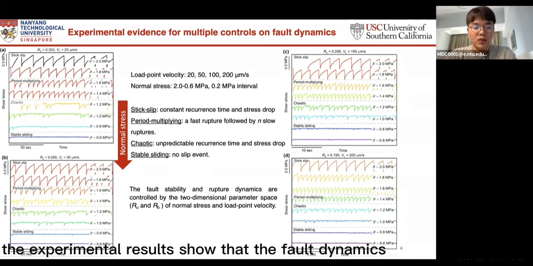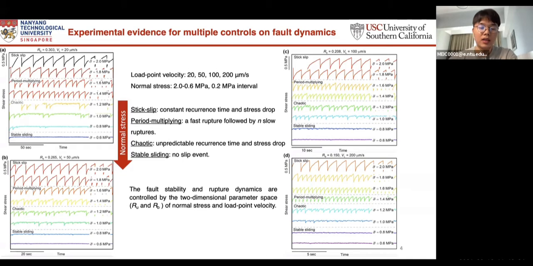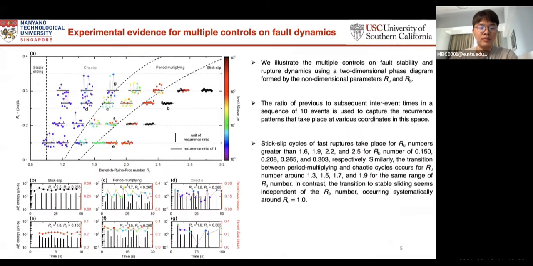The experimental results show that the fault dynamics are controlled by the normal stress and the load point velocity. As the normal stress and the load point velocity can change the Ru and Rb, we can see that the fault dynamics are controlled by the Ru and Rb.